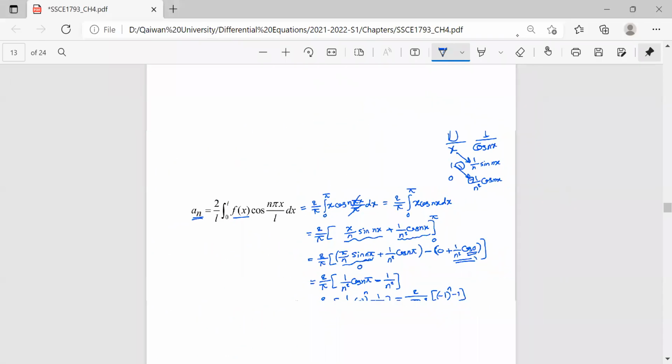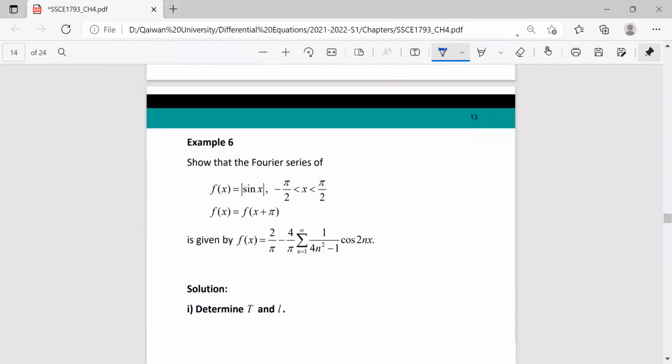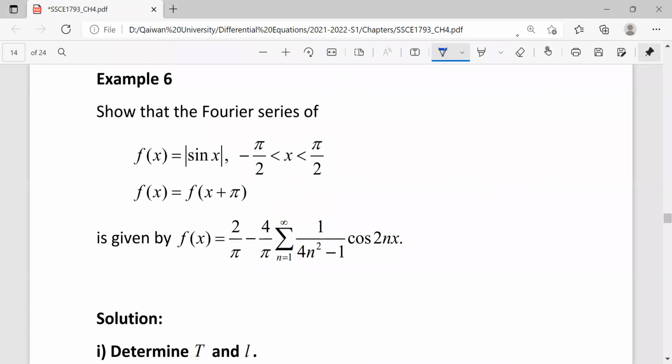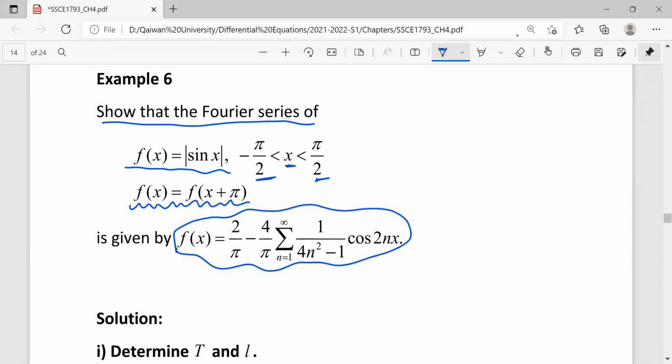In the previous lecture, we talked about some examples of Fourier series. We now have some more examples. In this example, it says to show that the Fourier series of this function, where x is between minus half of pi and half of pi and f of x equals f of x plus pi, is given by this. That means we should find the Fourier series for that function, and the final result must be this.